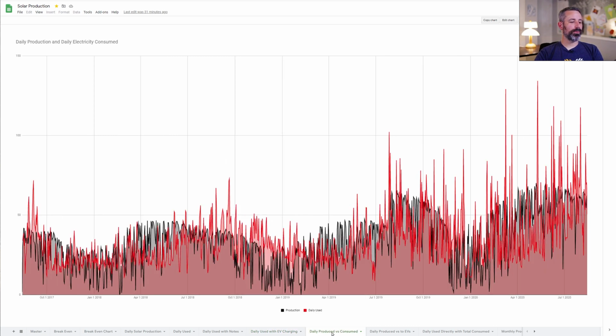If we look here, this is now our production versus consumption. So the black is the power production from our solar, and the red is the consumption from either the home and or electric vehicles. And you can see right here, this spike starts in July of 2019, and that's when I expanded our solar array. So now we were producing a lot more, and that's why you can see the black here jumps up. And that's also when we had our Tesla, and so we were consuming a lot more.